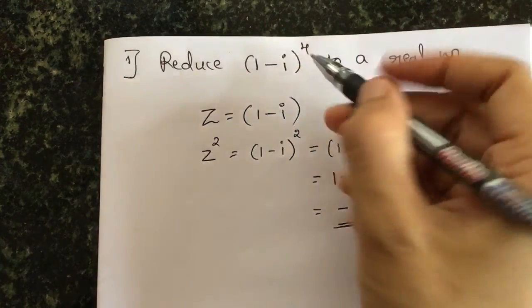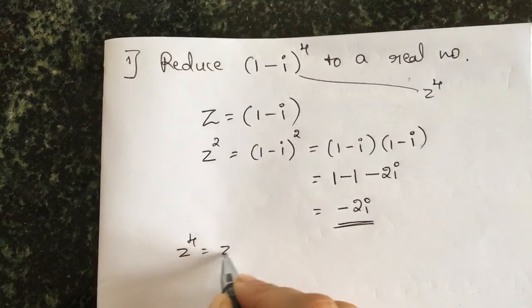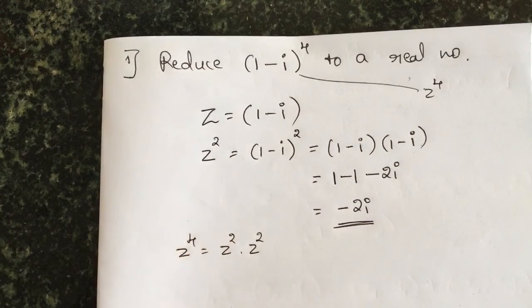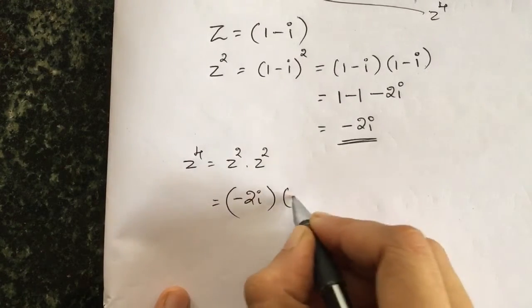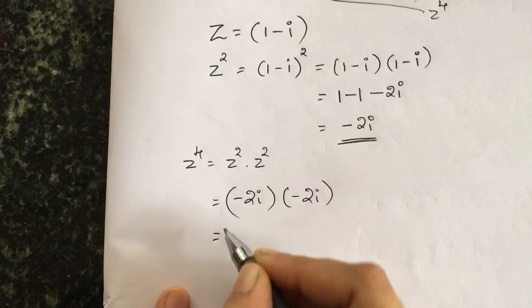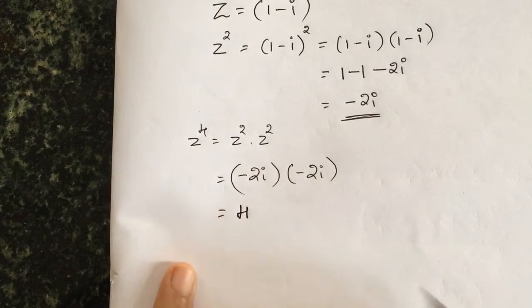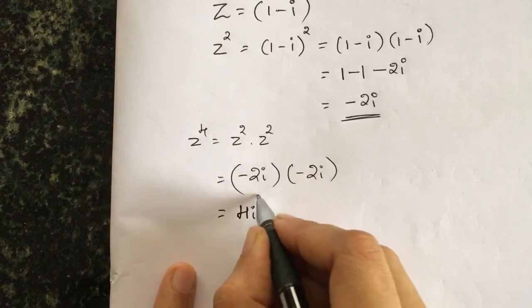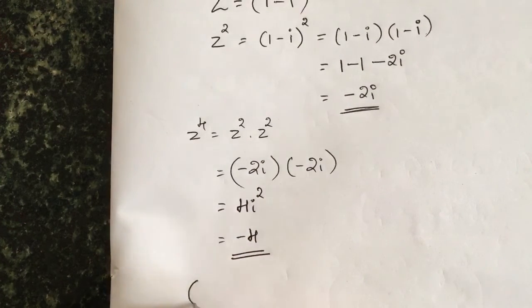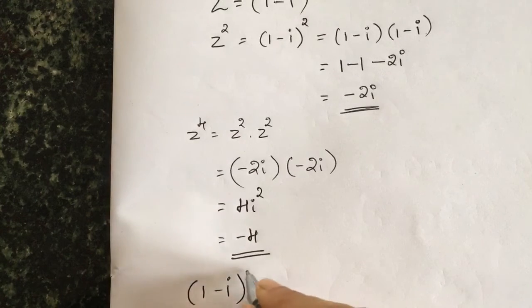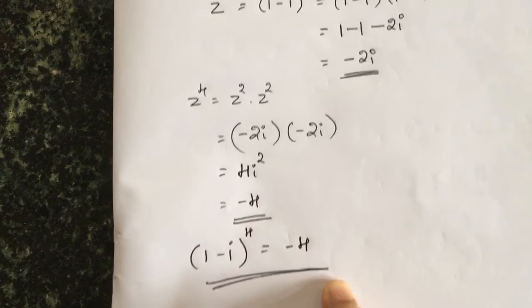Now what I want is z power 4. Z power 4 is the same as writing z square into z square, right? So this is the same as writing minus 2i into minus 2i. So this is equal to 4 i square, which is the same as minus 4. So you can write (1 minus i) whole power 4 is minus 4, which is purely real.